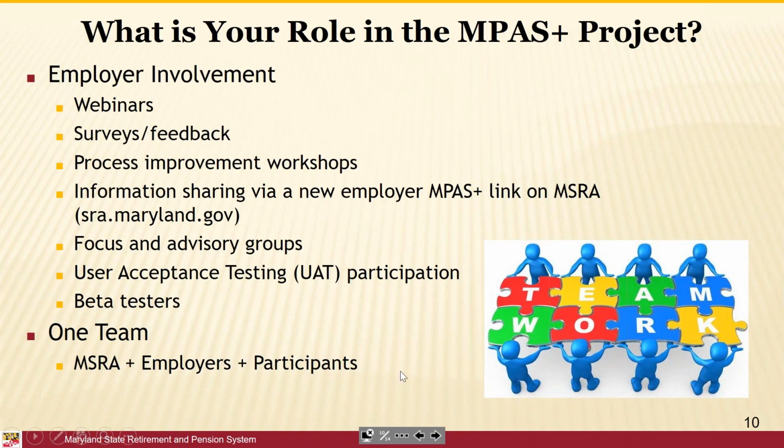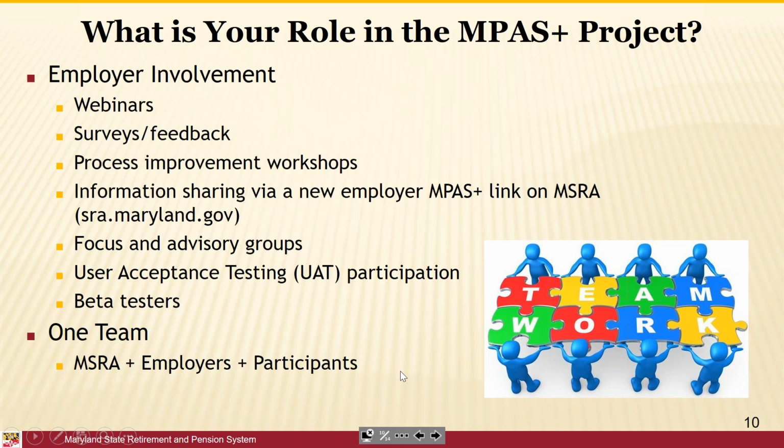And continuing what your role is in the project, we will be hosting webinars as we go through. Some of these may be instructional webinars, some of these may be to provide updates. We will be sending out surveys and asking for your feedback. This is to elicit how you may be doing something, what problems you may be having, things of that nature. So we'll be sending those out periodically.